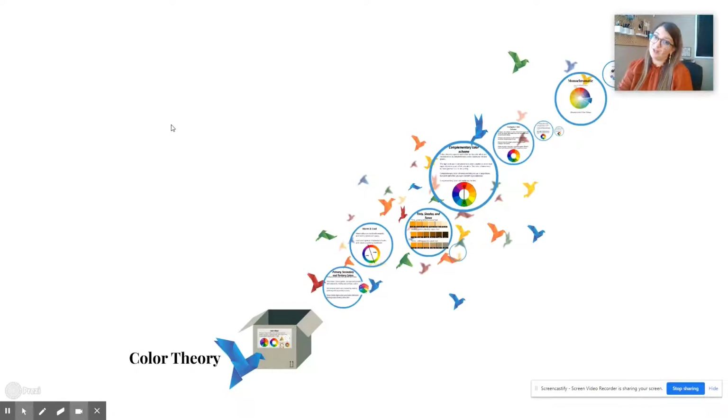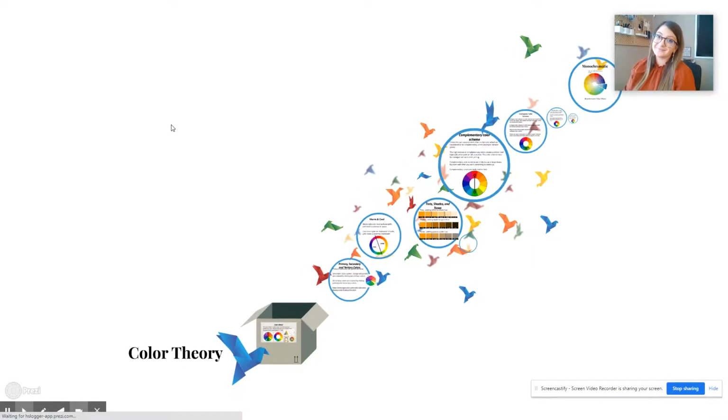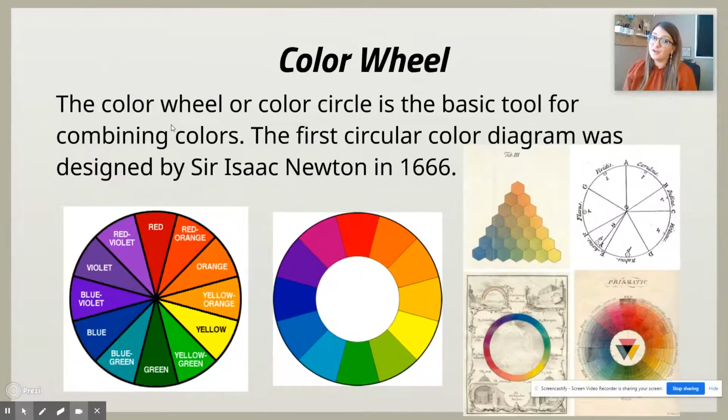Today we're going to be talking about the color wheel. Let's jump into it. So the color wheel or the color circle is a basic tool for combining colors. The first circular color diagram was designed by Sir Isaac Newton in 1666. This is what it looked like down here.